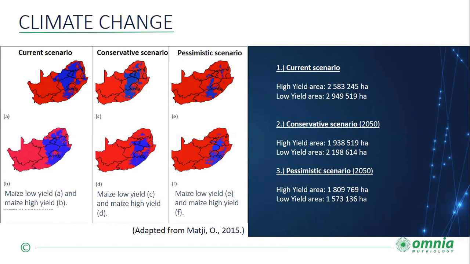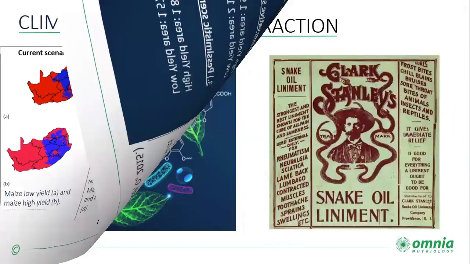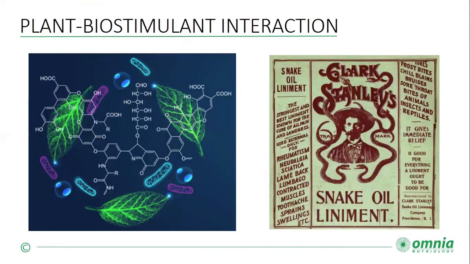So these two simple yet telling examples of the potential effect that climate change may have on our agricultural production highlight the need to start modifying and adapting our strategies and approaches if we wish to keep up with the demands of agricultural production under climate change. And this brings us to the plant biostimulant interactions.